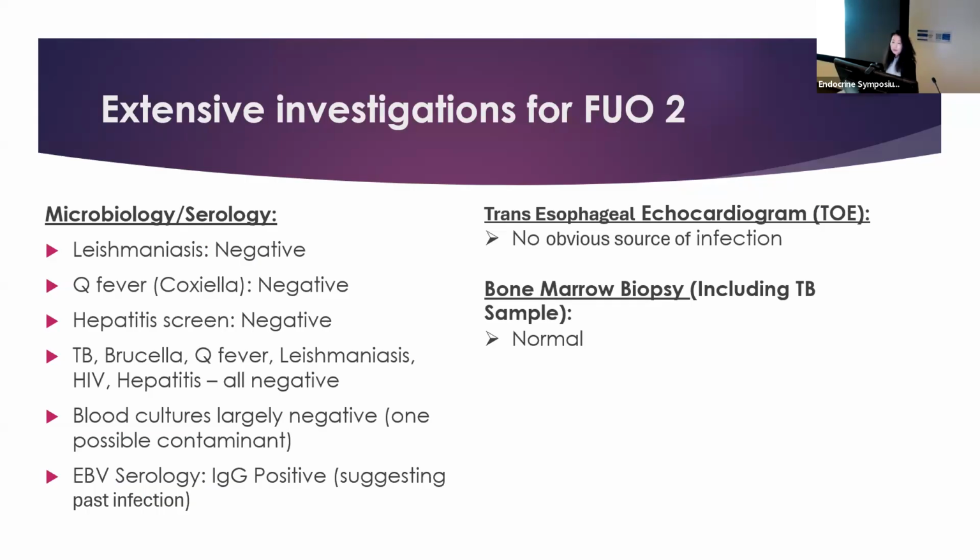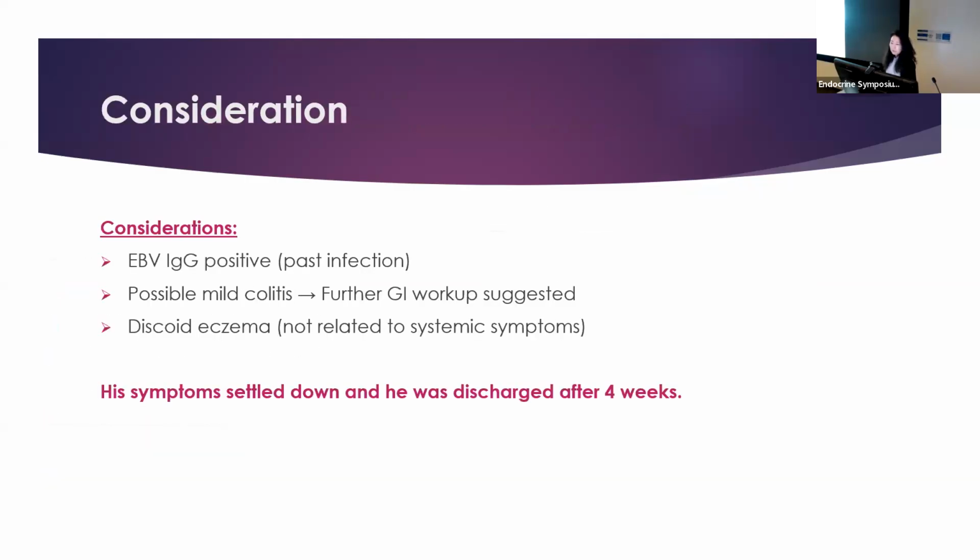We also did an echocardiogram, TOE: no vegetation, no signs of myocarditis. So at this point, we couldn't reach a confirmed diagnosis, with possible mild colitis. After 4 weeks of admission, his symptoms settled, so we discharged him with a follow-up plan.